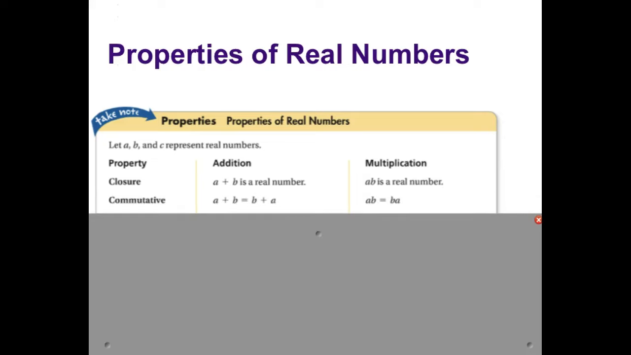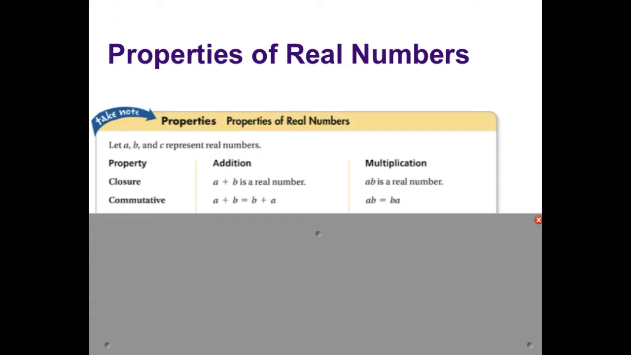The next property is the commutative property of addition and multiplication. So the commutative property says that if you're adding two numbers, A and B, A plus B is the same as B plus A. I like to think about it commuting. I commute to work every day. I start at home, which is A, and I end up at work, which is here, B. And then at the end of the day, I start at work, B, and I end back at A.